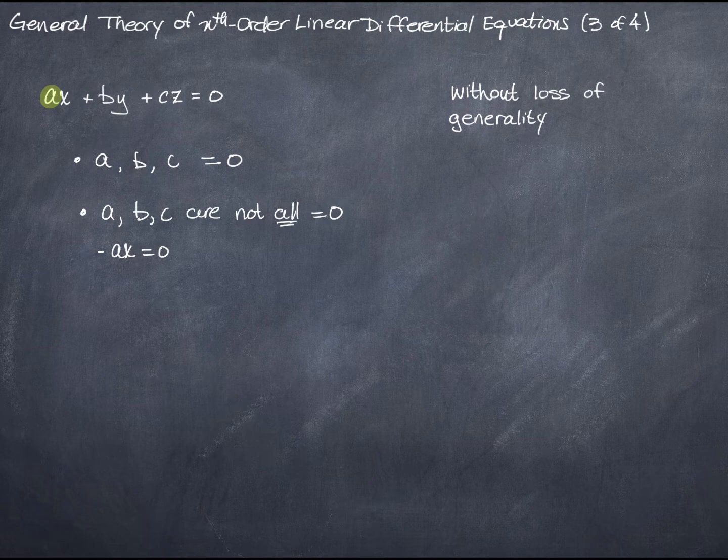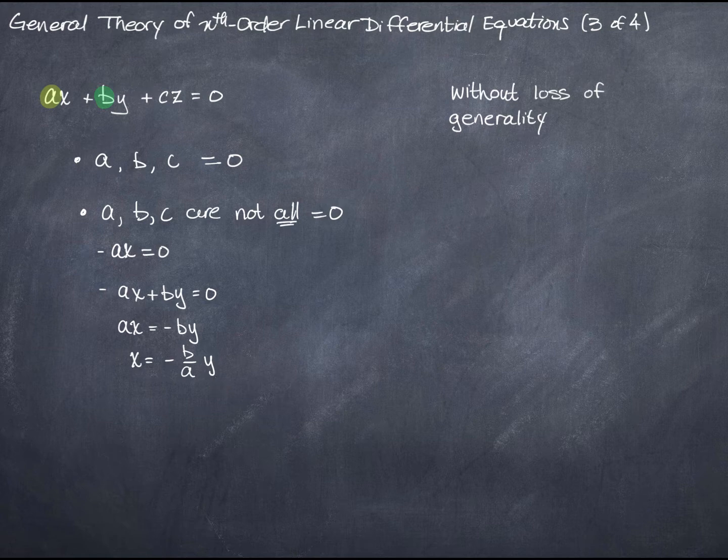The other possibility here is that A and B, or A and C, and again, I'm just going to randomly choose A and B, are not 0. Then that means that C could still be 0, but A and B are not. That gives me AX plus BY equals 0. If I subtract BY from both sides and then divide both sides by A, I get X equals negative B over A times Y. I get that X is just a constant multiple of Y.